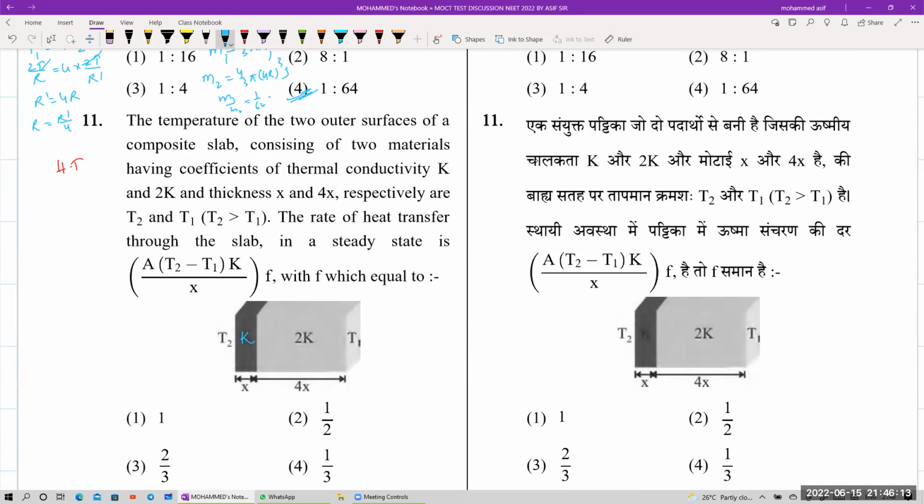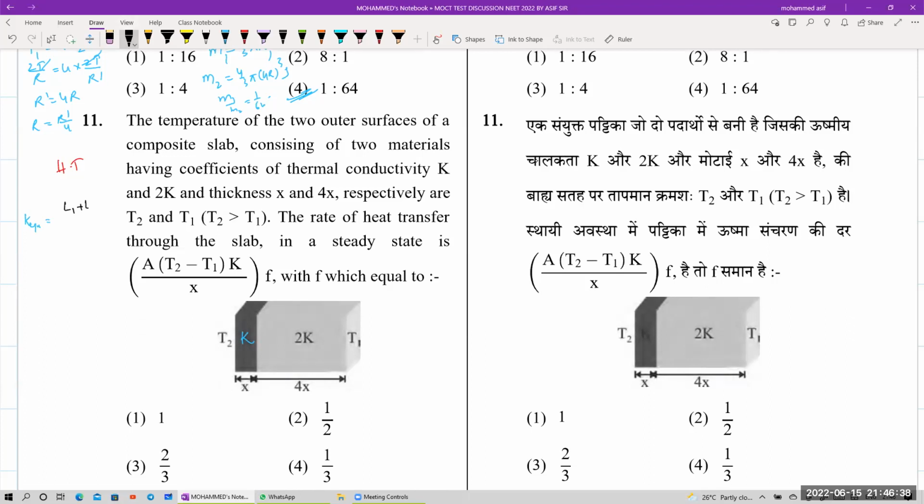The rate of the heat transfer through the slab in steady state is given by A into (T2 minus T1) into K divided by X into F, with F is equals to how much? कोई कर सकता है इसको? कौन सा कॉम्बिनेशन है बेटा? साइड बाय साइड है तो ऑब्वियसली सीरीज कॉम्बिनेशन है। इन सीरीज कॉम्बिनेशन के इक्विवेलेंट K विल बी इक्वल टू हाउ मच बेटा?